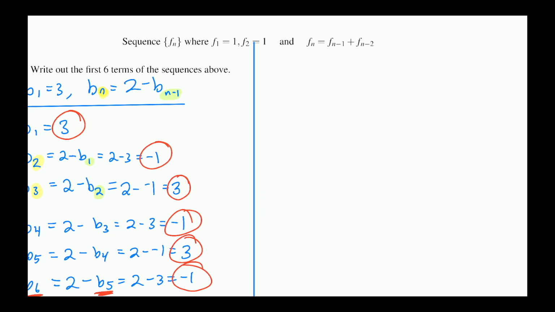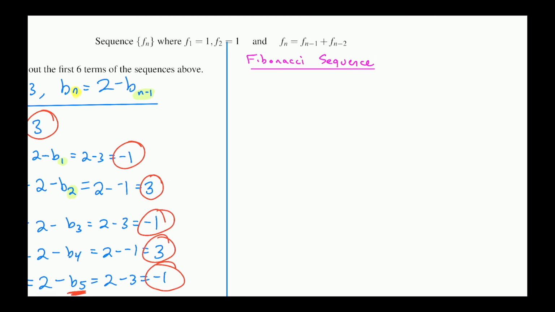So the other sequence here has a name. It's called the Fibonacci sequence. Very well known. And so there are different ways to define it.